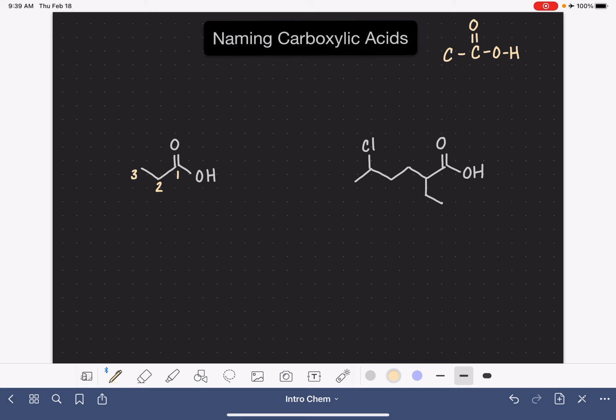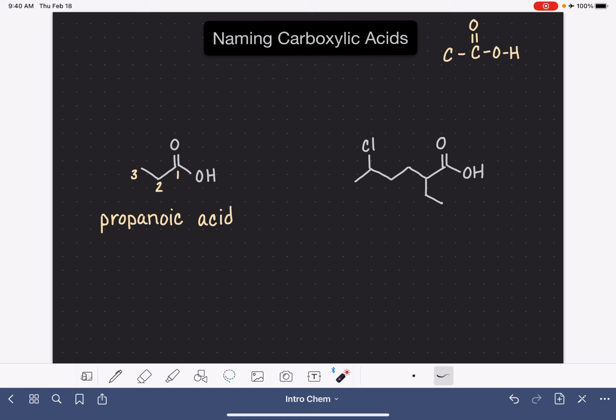The name of the carboxylic acid is based off of our 3-carbon chain. A 3-carbon chain alkane would be called propane. But because this is a carboxylic acid, we are going to drop the E from the ending of the name, and we are going to replace it with oic, and then a second word, acid. So this is a 2-word name, and we pronounce this propanoic acid.